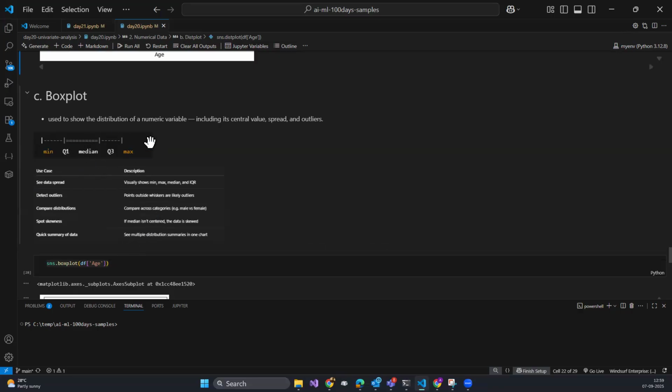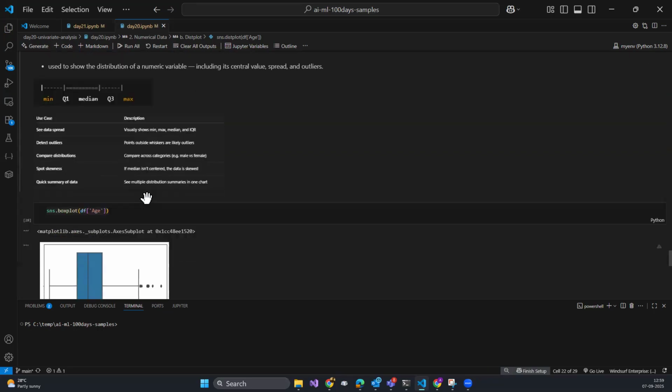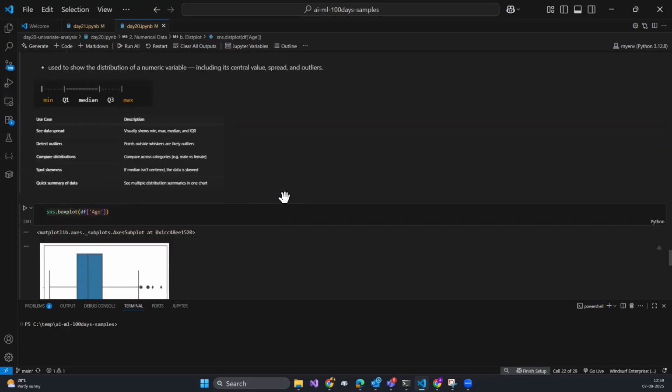So with this distribution, we can say that the left and right sides of the population which are too far would be the outliers. So it helps us to see the data spread, right? It visualizes where the min, max, and median are, and also shows the interquartile range. All these three we can visualize easily in this box plot, and it also helps to detect outliers.